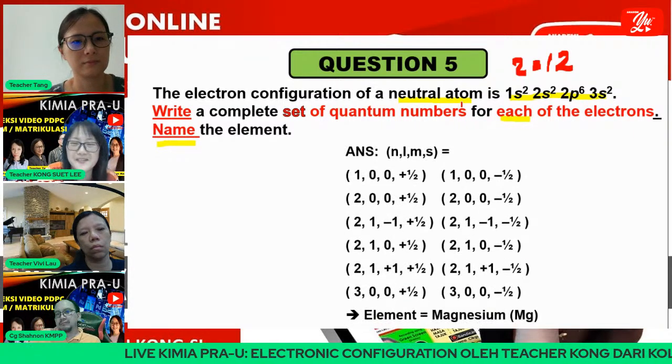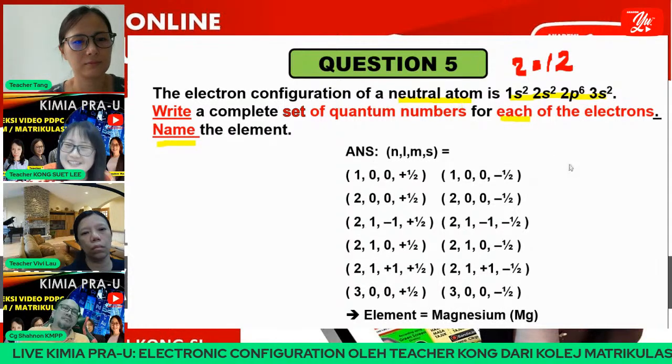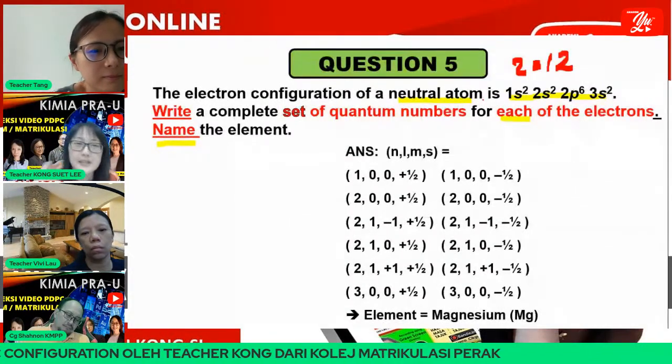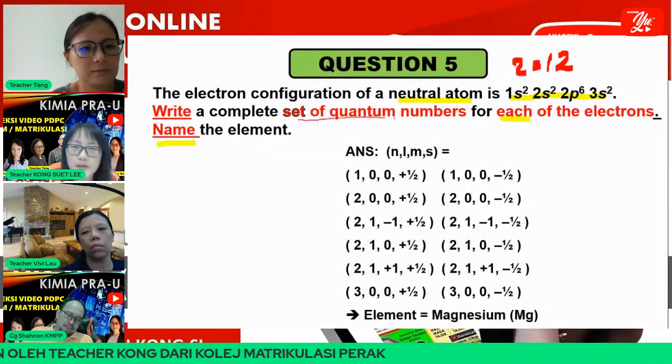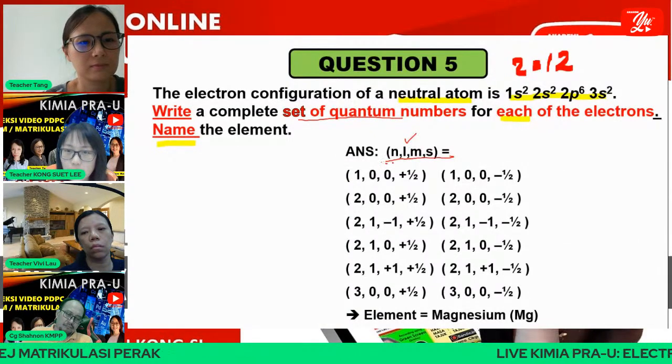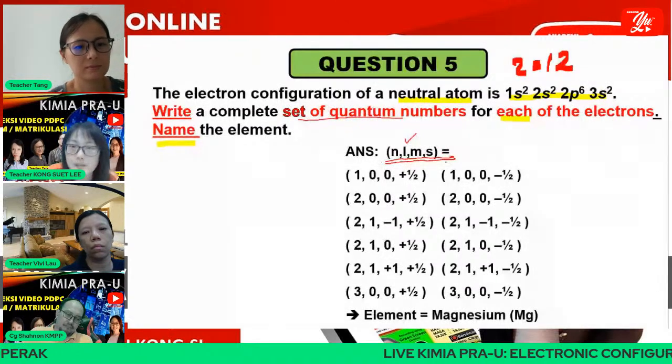So I show it to you all. Okay, so this is the answer. Be careful. Before you start to write the set of quantum numbers, you must write this one first. Wajib tulis benda ni dulu. Bracket n, l, m, s equal to.